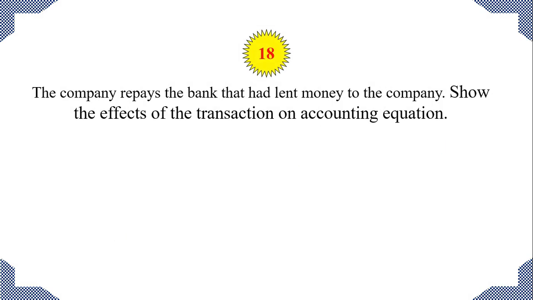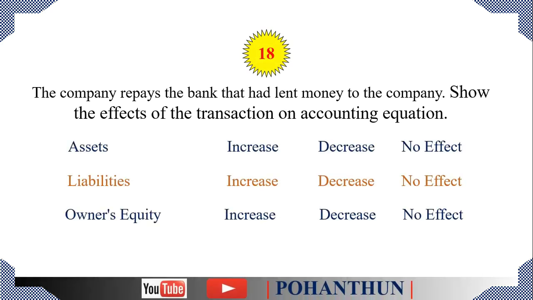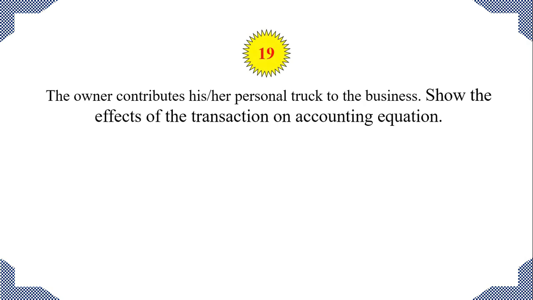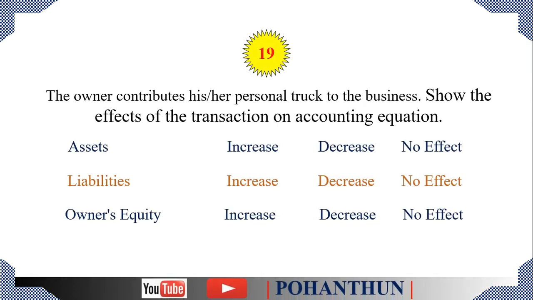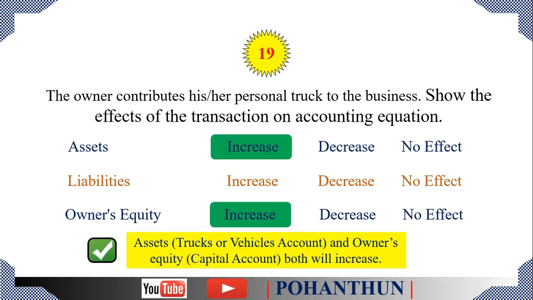Question number 18. The company repays the bank that had lent money to the company. The repayment of the bank loan decreases both assets, cash, and liabilities, bank loan, without directly affecting owner's equity. Question number 19. The owner contributes his/her personal truck to the business. The owner's contribution of their personal truck increases both assets, truck, and owner's equity without directly affecting liabilities.